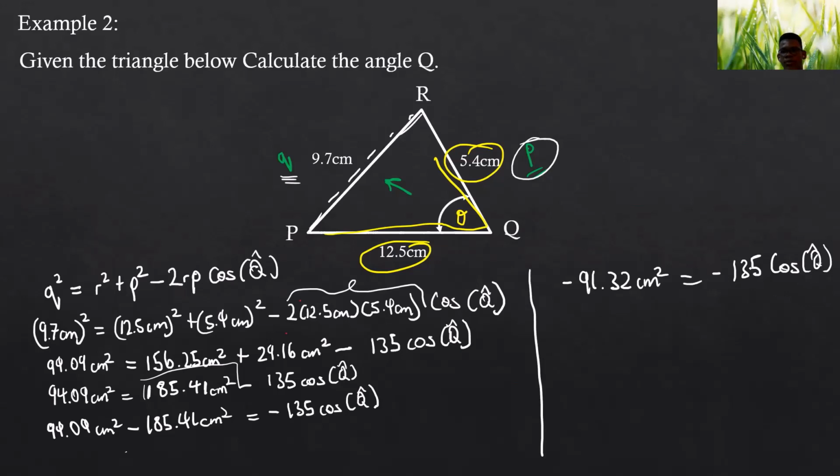Now we want to transpose our 135, because we're finding Q, so we keep carrying things over to the other side. Negative 135 is multiplying, and when carried over it becomes division by negative 135. So you end up with cos Q equal to negative 91.32 centimeters squared, which was already over here, divided by negative 135. Now, division, what do we get?